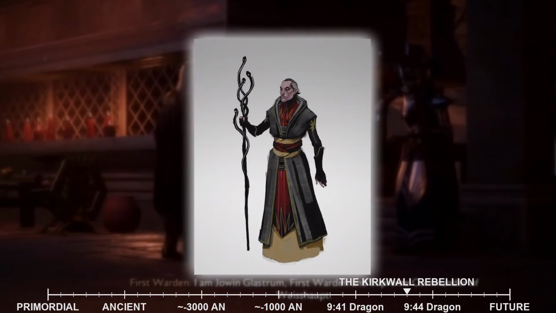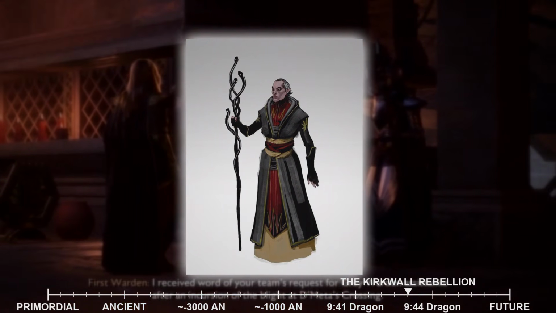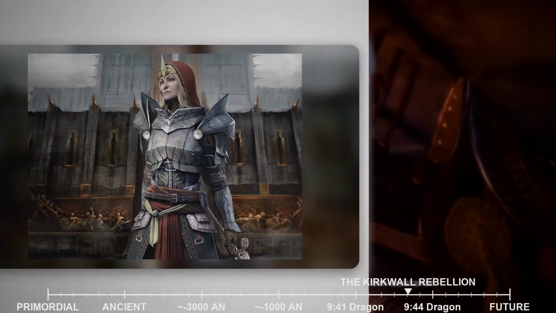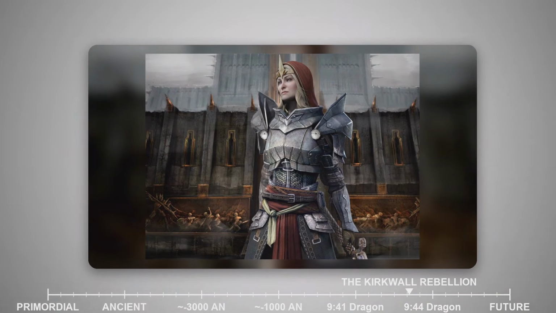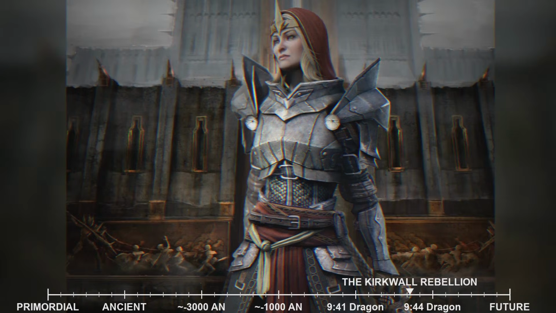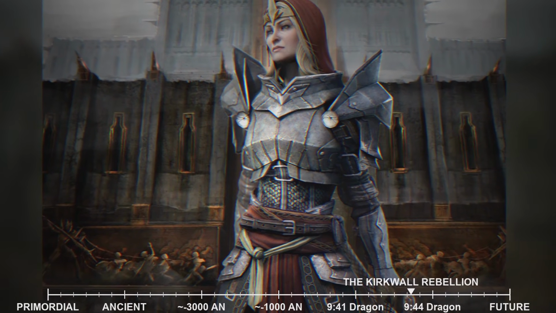Orsino, while generally advocating for the mages' freedom, was often seen as overly cautious and unwilling to challenge Meredith's authority directly. Meredith, on the other hand, was a staunch traditionalist, deeply suspicious of mages, and increasingly convinced of their inherent danger. Her experiences, particularly the traumatic loss of her sister to blood magic, fueled her paranoia and conviction that all mages were potential threats.